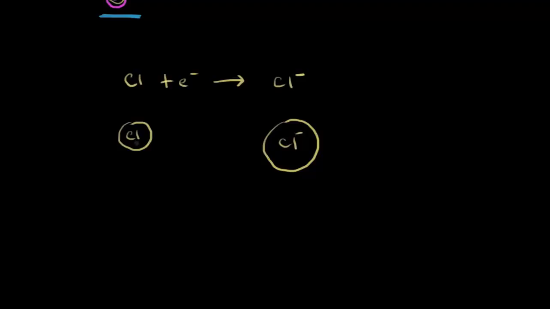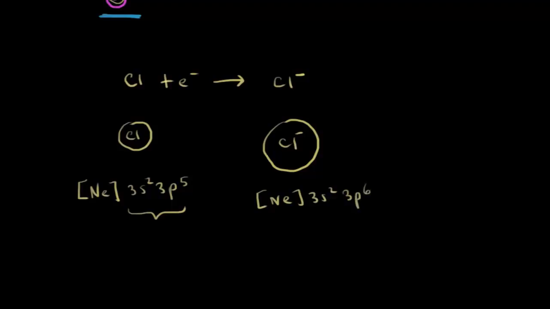So if we were to write a noble gas electron configuration for the neutral chlorine, you should already know how to do this. You would just write your noble gas in brackets, so neon, and then 3s2, 3p5. So seven electrons in the outer shell for the neutral chlorine atom. For the chloride anion, you would start off the same way. You would say neon in brackets, 3s2, and you would be adding an electron to it. So it wouldn't be 3p5, it'd be 3p6, like that. And so this would give us 8 electrons in our outer shell, and this would give us only 7 electrons in our outer shell.